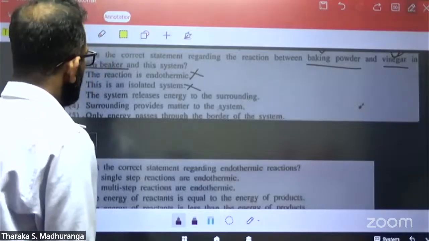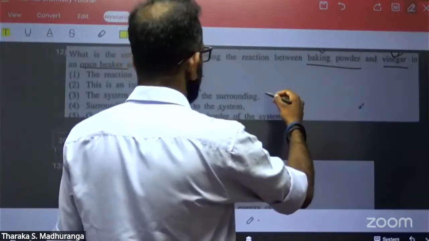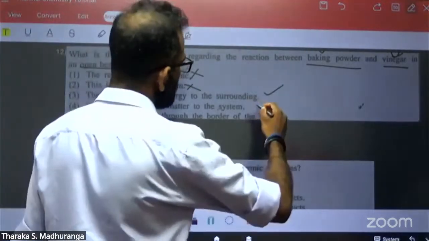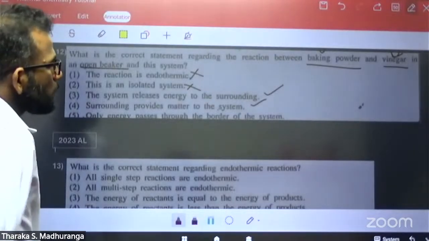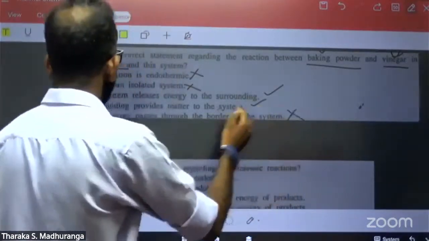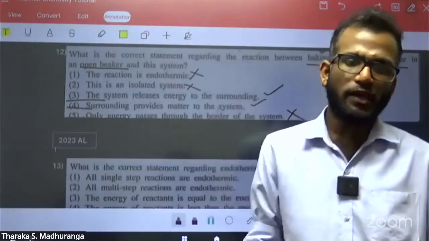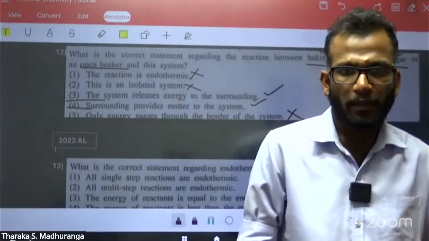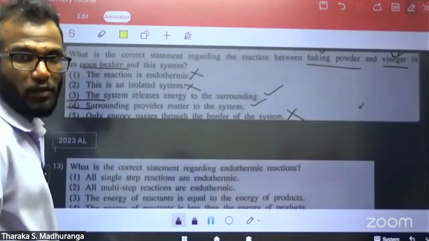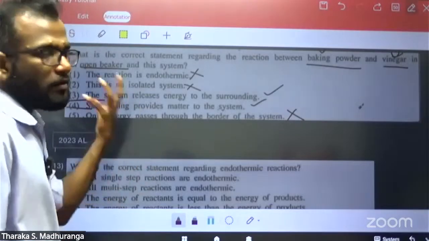The system releases energy to the surroundings. Yeah, it is possible. Let's see. The surroundings provide matter to the system. Yes, that one was okay. Only energy passes through the border of the system? No. Only energy? No. Then the problem, you have two answers in this question. In the exam, both answers are correct. Don't forget. The system releases energy to the surroundings, correct, because it is an open system. The surroundings provide matter to the system, that's also possible because it is an open system.